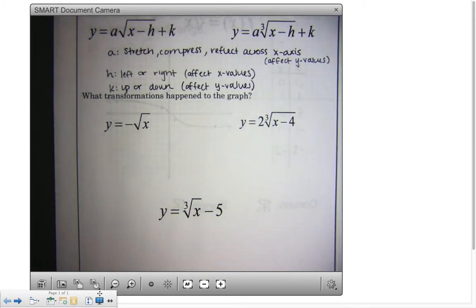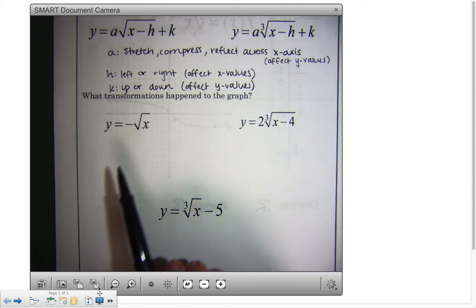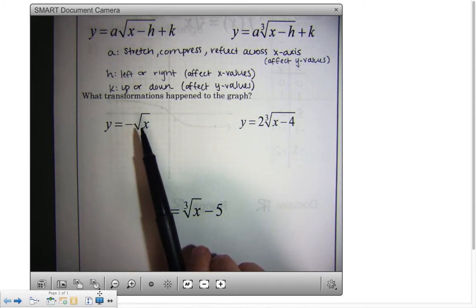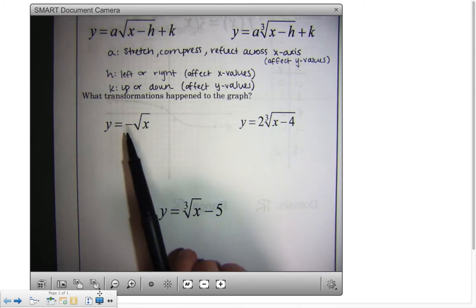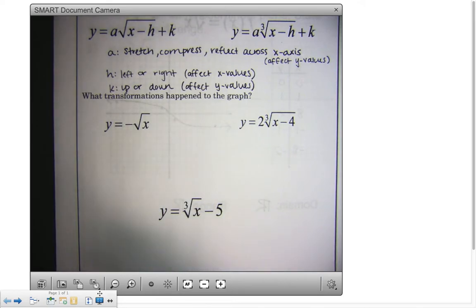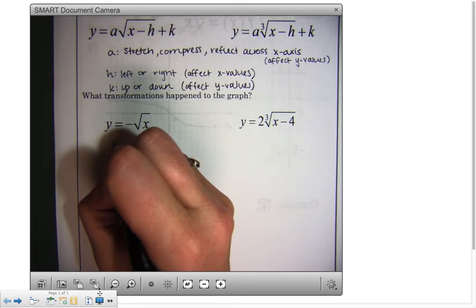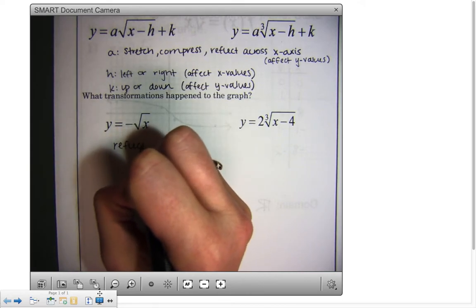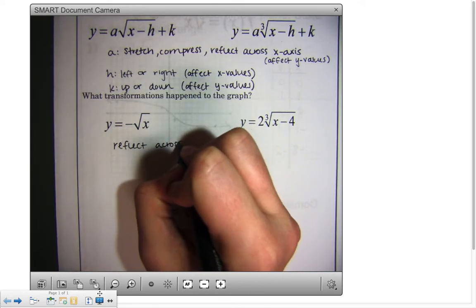So if we look at these three examples, we just want to say what transformations are happening to the graph. So if you look at the first one, it's coming from the parent function, the square root of x. The only difference now is we have a negative in front. That's your a value. A negative a value is going to make your graph reflect across the x-axis.